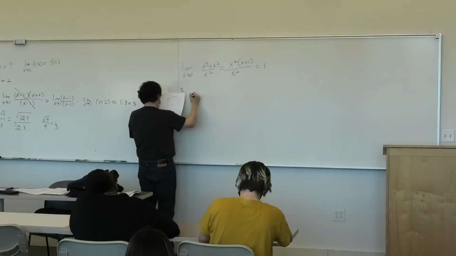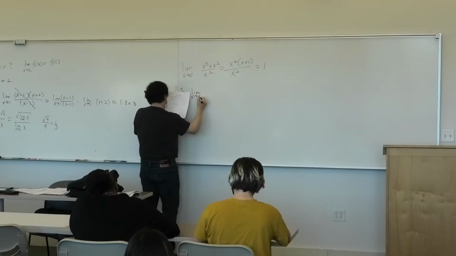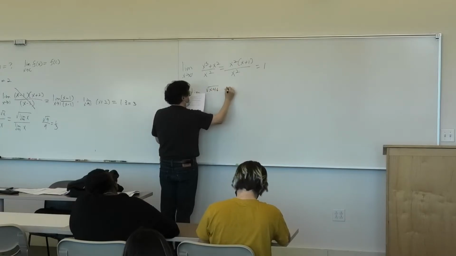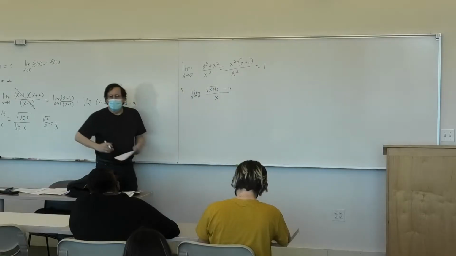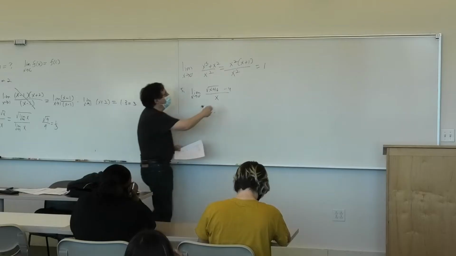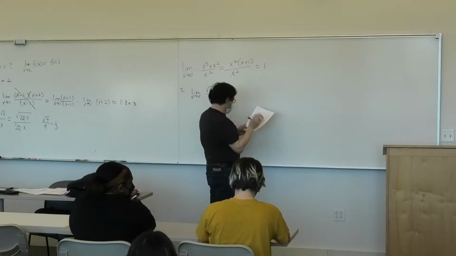Number 5. Limit as x approaches 0 of the square root of x plus 16 minus 4, over x. The previous question was 2x squared. He's talking about wrong. It's x. Did I copy it wrong? Yeah.